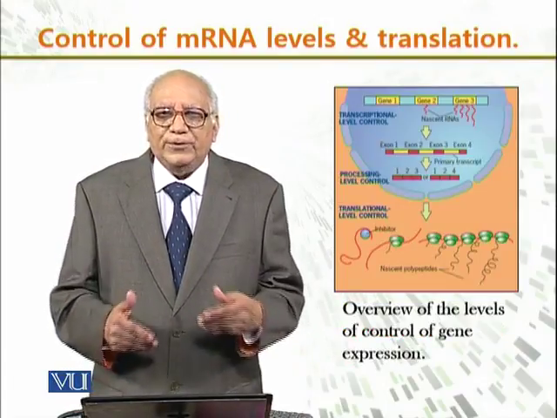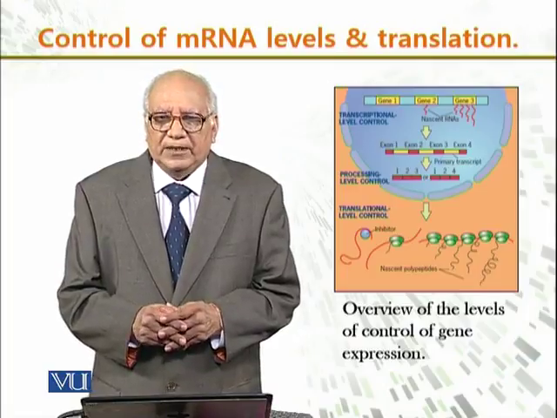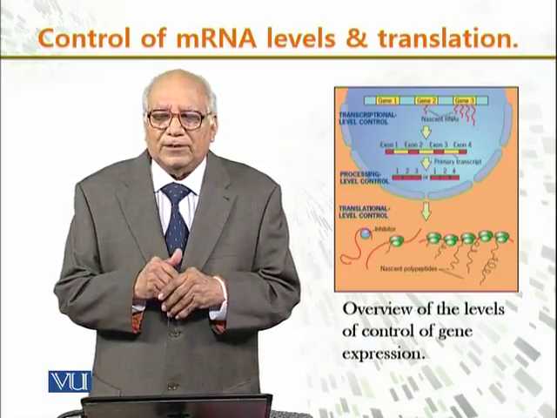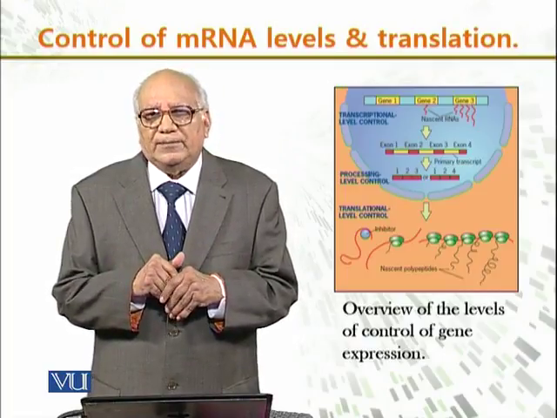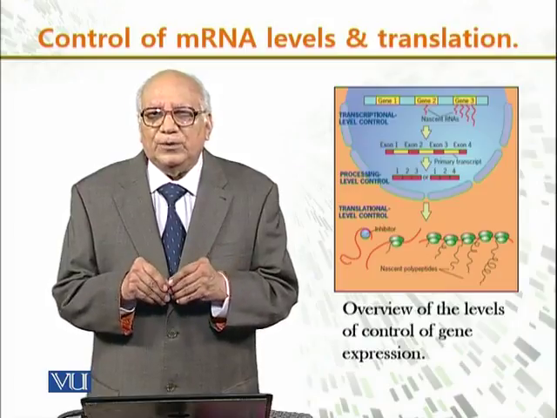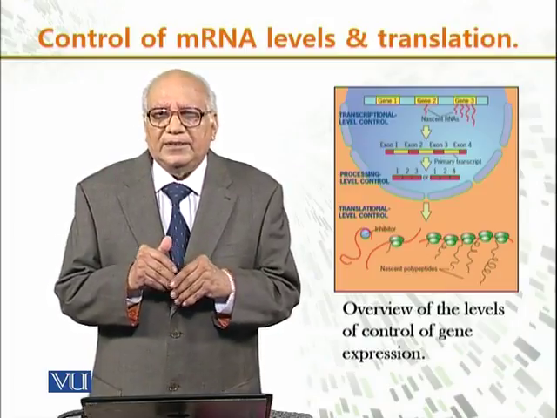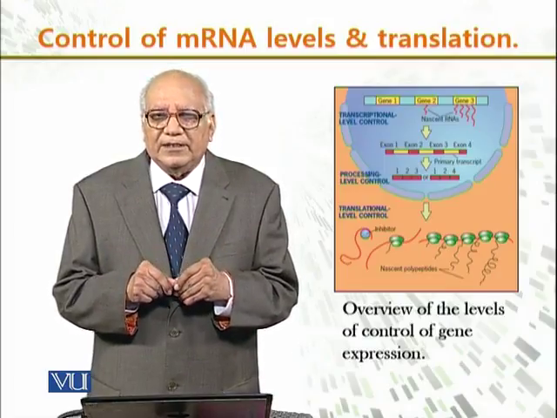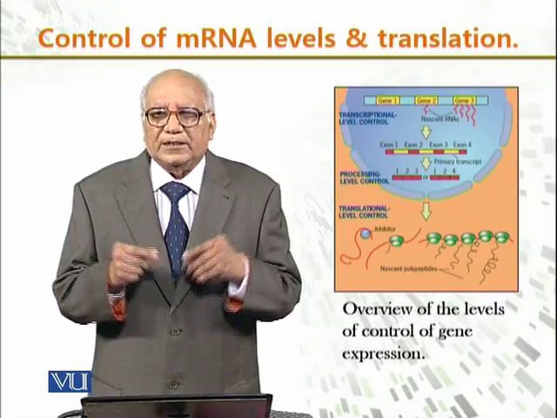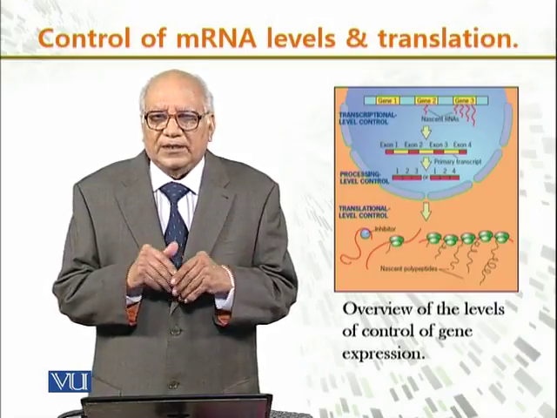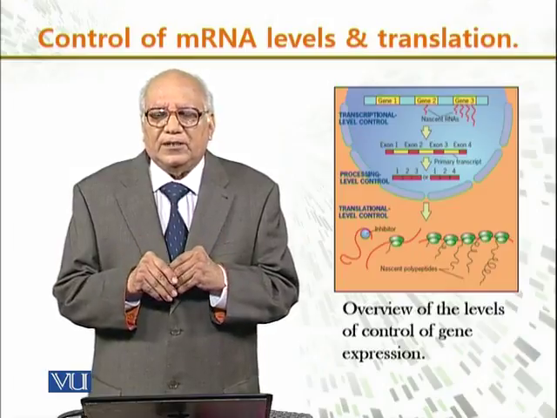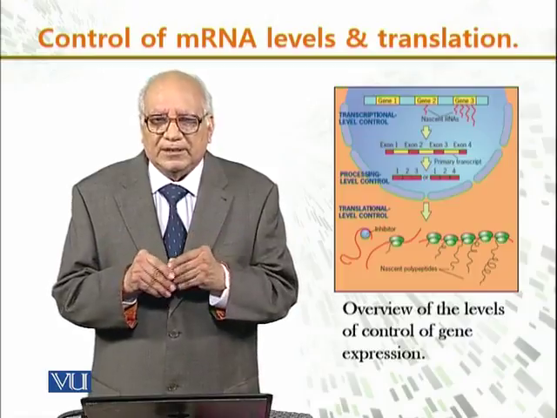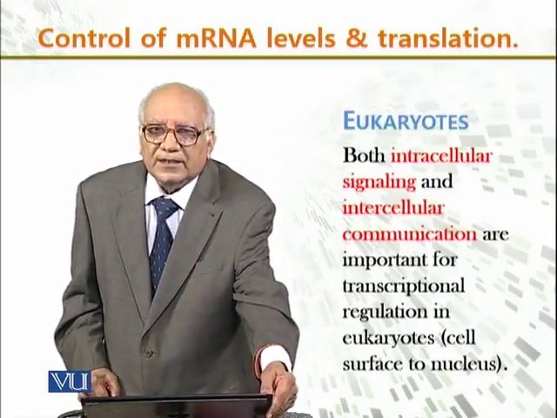For example, in this diagram, which depicts an overview of the levels of control of gene expression, there is gene 1, gene 2, gene 3, and they are controlled at different levels, where the final control is eventually in the translation of different types of proteins in eukaryotic cells.